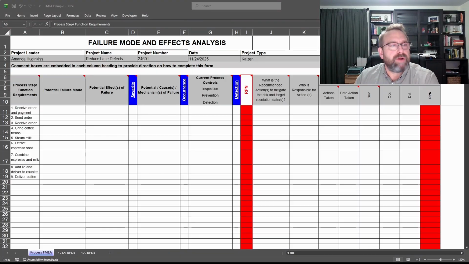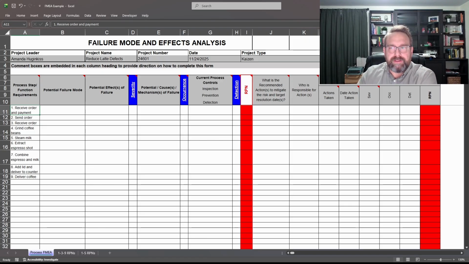Each row is a process step. Be sure to number these on the map and bring that number from the map here. Second column is potential failure mode. This is what can go wrong. It's important to note here that we have a one-to-many relationship between the process step and failure mode. In other words, in our table here, we will likely have a number of rows underneath the process step to show each of the failure modes.